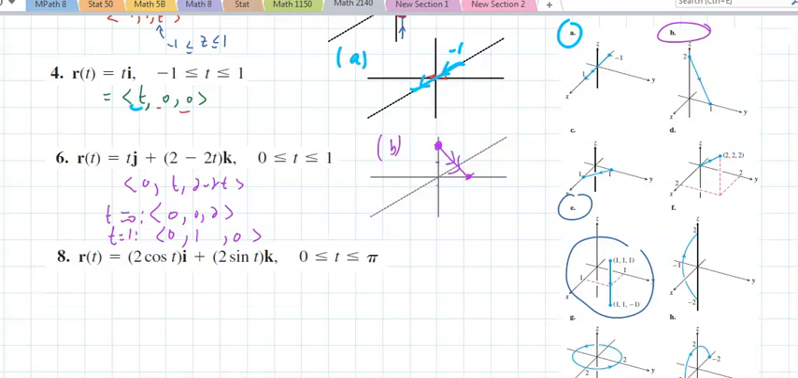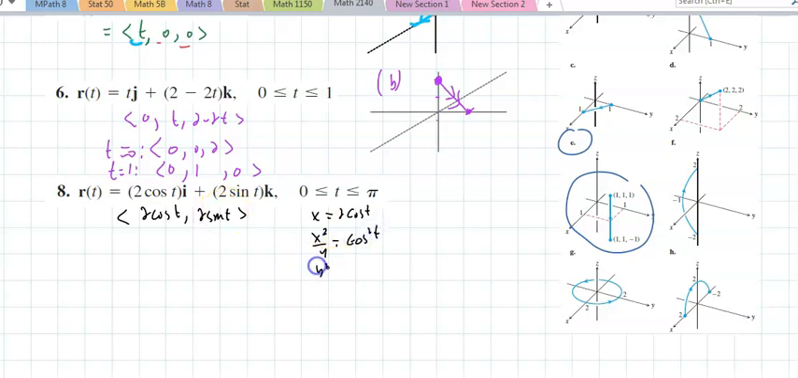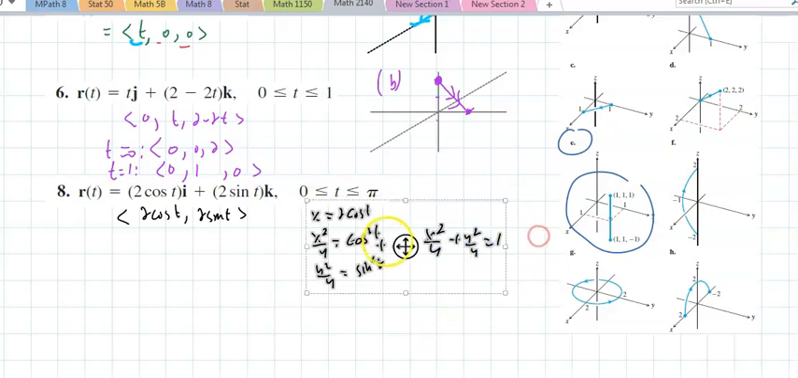8 is something you really want to pay attention to. That's something that we need heavily. That is twice the cosine of t, twice the sine of t. And if you recall when we played with this back in the day, we said x equals twice the cosine of t. So x squared over 4 equals cosine squared of t, and y squared over 4 equals sine squared of t. And if we added those, we got x squared over 4 plus y squared over 4 equals 1, which is a piece of a circle.